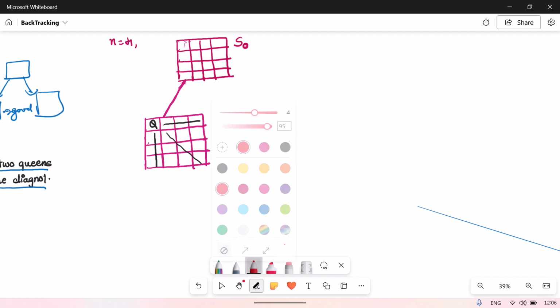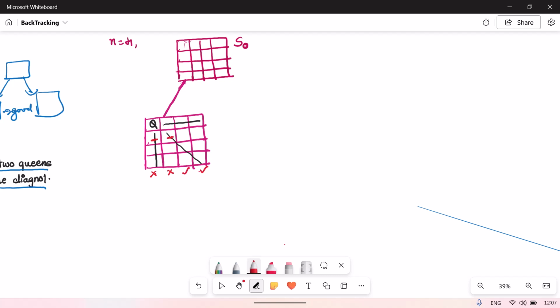So first you eliminate the ones which are not going to work. In this row, I can't place. That means here, and here also I can't place. This is a possibility and this is a possibility. So I'll take the next chance and see if this is going to lead me to the solution. So my first queen is here. I'll place the next queen over here.